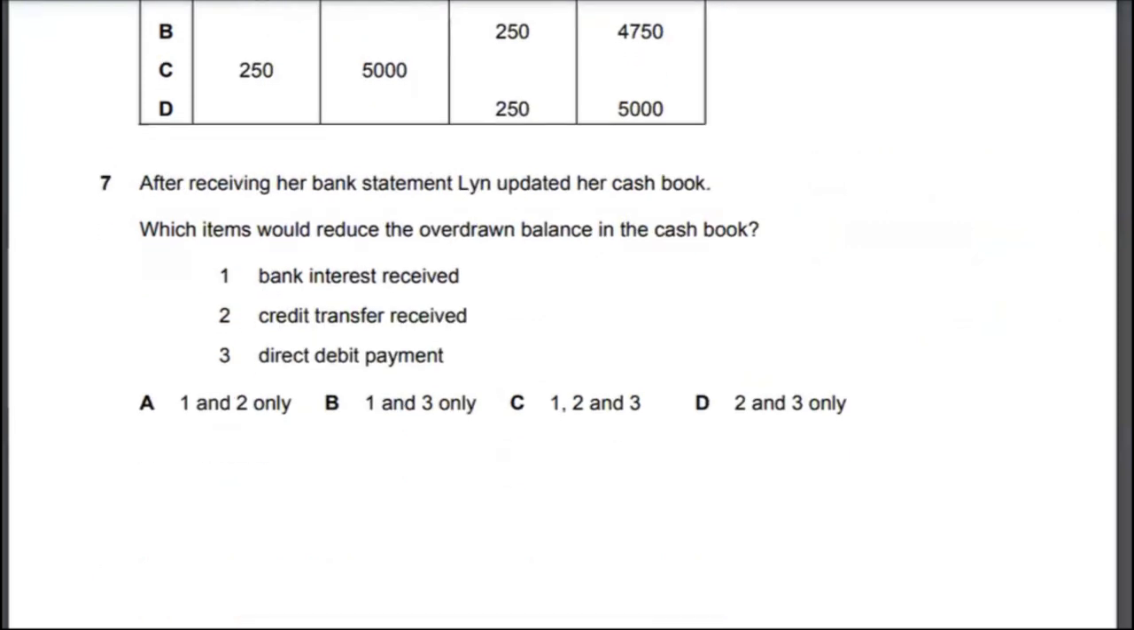Let's look at multiple choice 7. After receiving her bank statement, Lynn updated her cash book. Which items would reduce the overdrawn balance in the cash book? So what is the question asking? There's an overdrawn balance in her books and what will reduce it? Basically, any cash inflow is going to reduce the overdrawn balance. The overdrawn balance will be reduced by cash received.